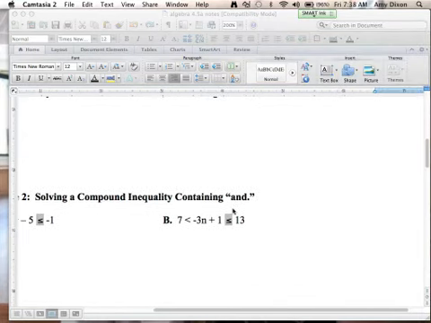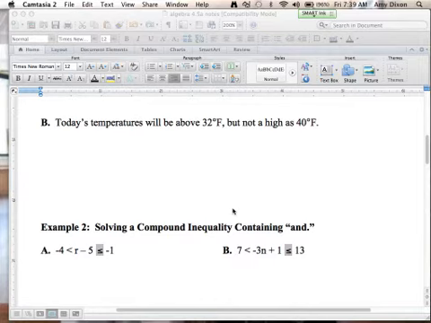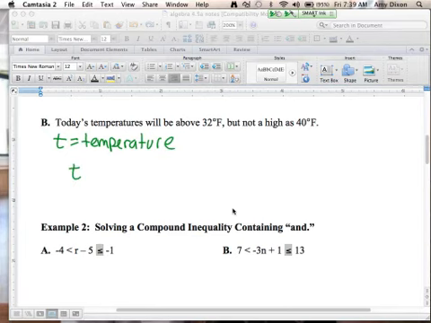Okay, let's look at a problem about temperatures here. Today's temperature will be above 32, but not as high as 40. So again, we're going to set up our two inequalities here. Temperatures will be above 32. That means x, or actually let's create a variable for this. We'll call it T for temperature. T will equal temperature. So we want the temperature to be above 32. So we don't want it to be 32, but we want it to be above 32. So that means it's greater than 32.